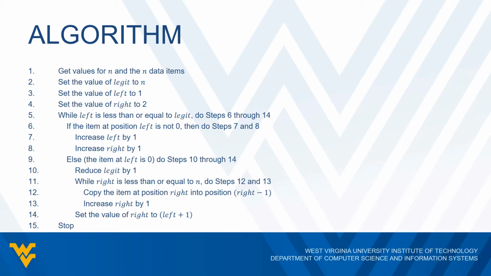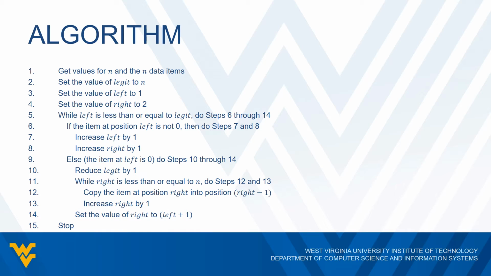We didn't actually show this in our example, but the idea with this is whenever we do encounter a 0, we're going to use the right value to go down to the rest of the list to copy things over to the previous slot. So while left is less than or equal to legit, which means that we haven't gone past the number of legitimate items in our list yet, we're going to repeat steps 6 through 14. So we first check to see if the item at position left is 0 or not. If it's not 0, then we'll do step 7 and 8, which is to increase left and right by 1. So we just move on to the next item in the list.